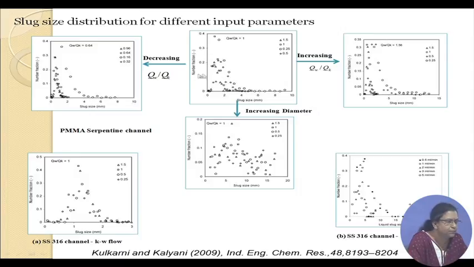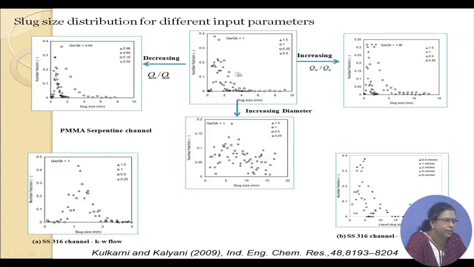velocity. In these graphs, we have plotted them for different flow ratios, and for each flow ratio, the legends show different water velocities. We have plotted them for QW by QK equal to 1, less than 1 and greater than 1 in a polymethyl methacrylate serpentine channel, and these particular researchers have also performed experiments in a stainless steel channel.